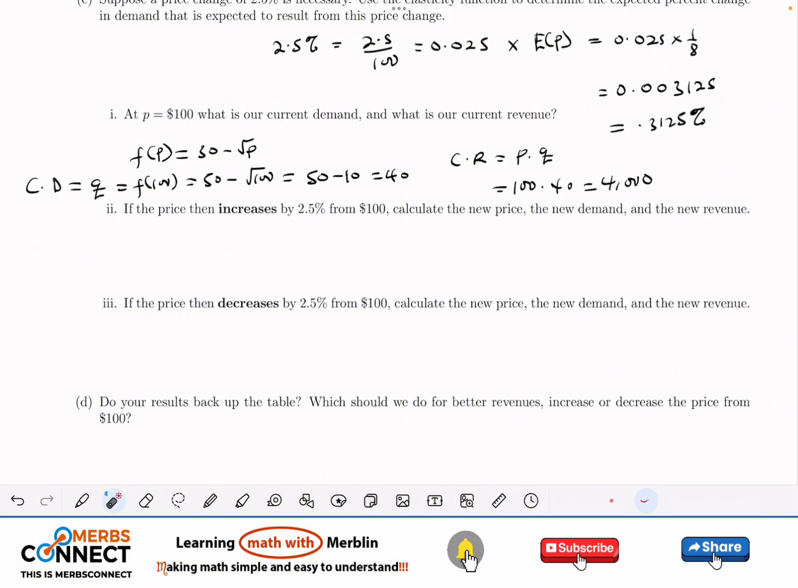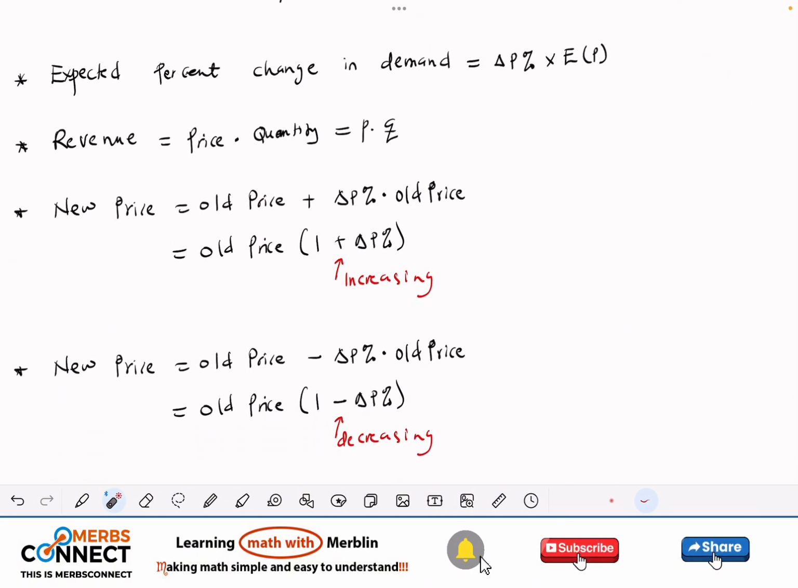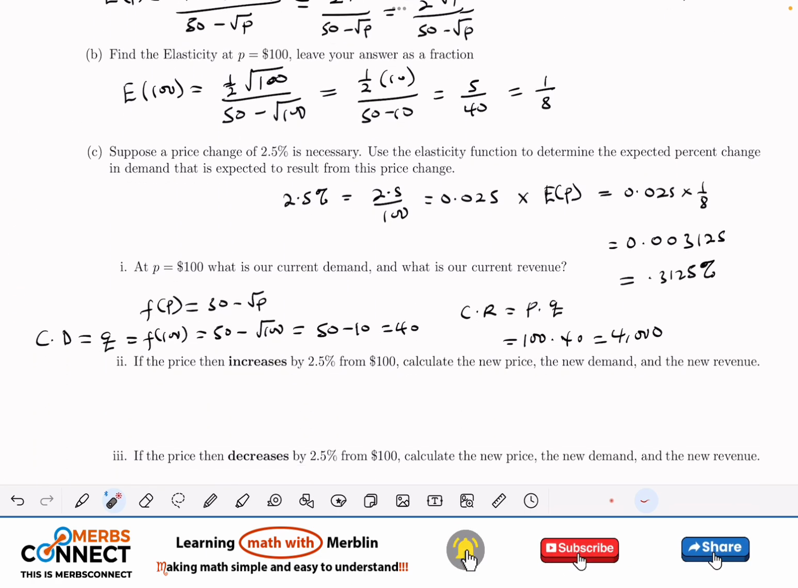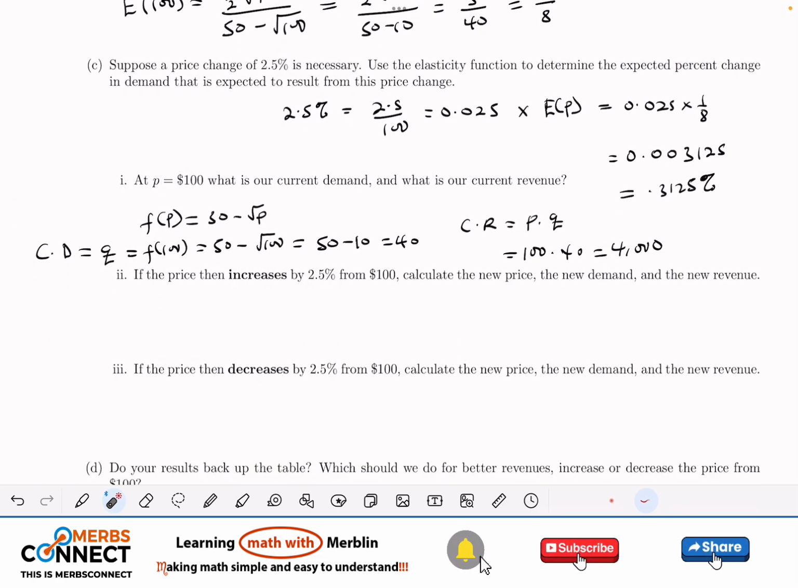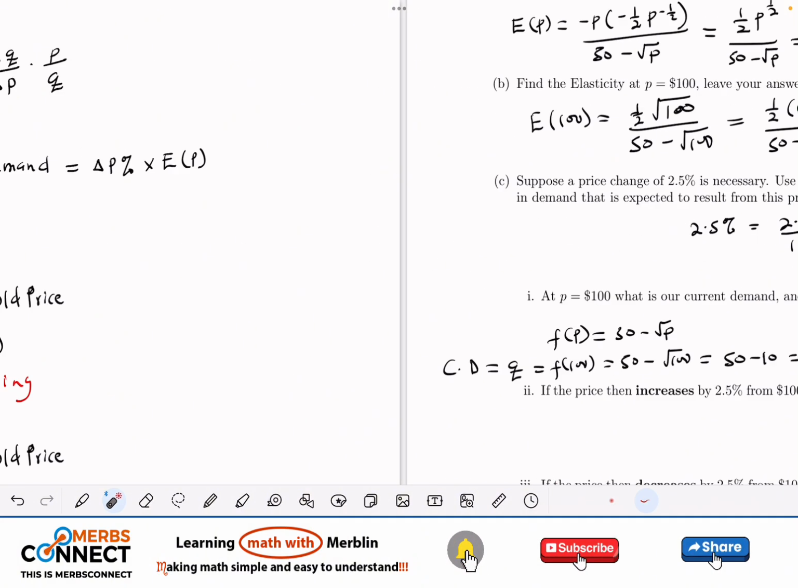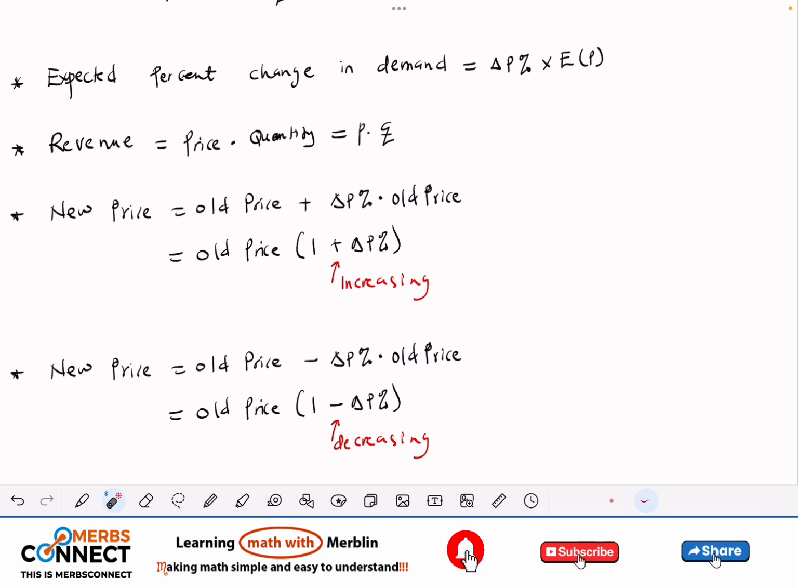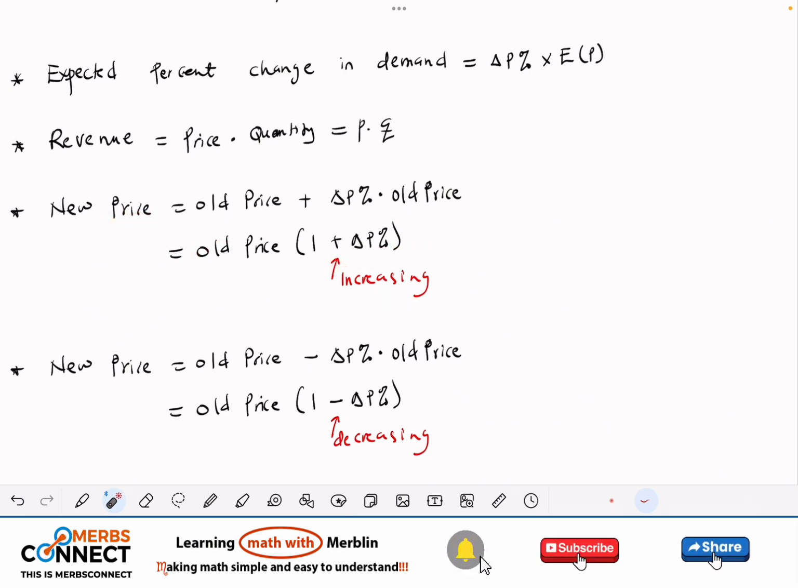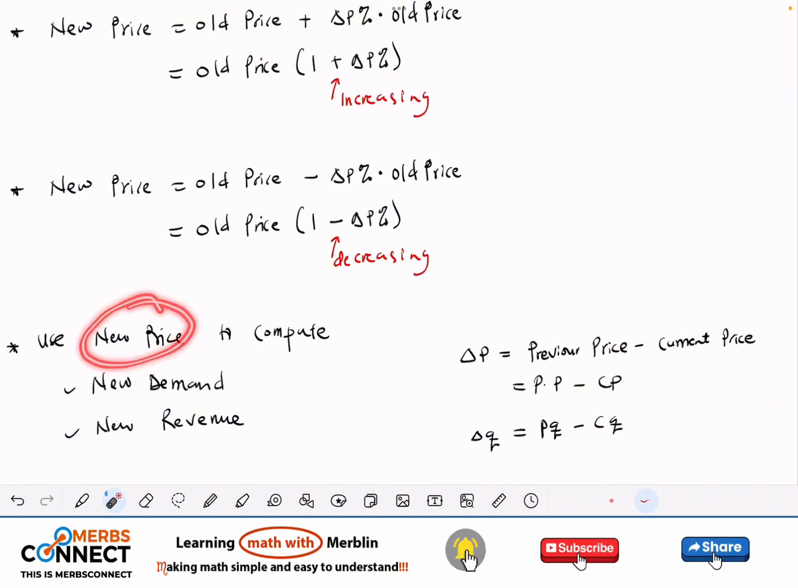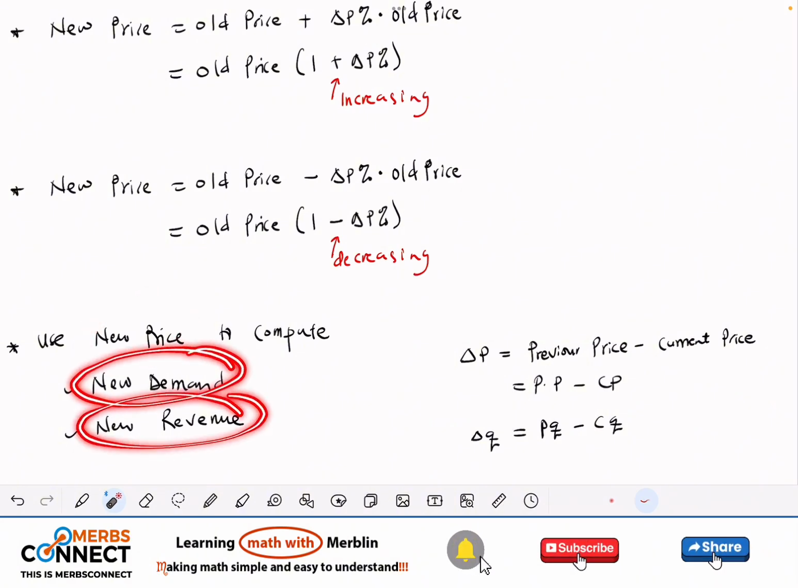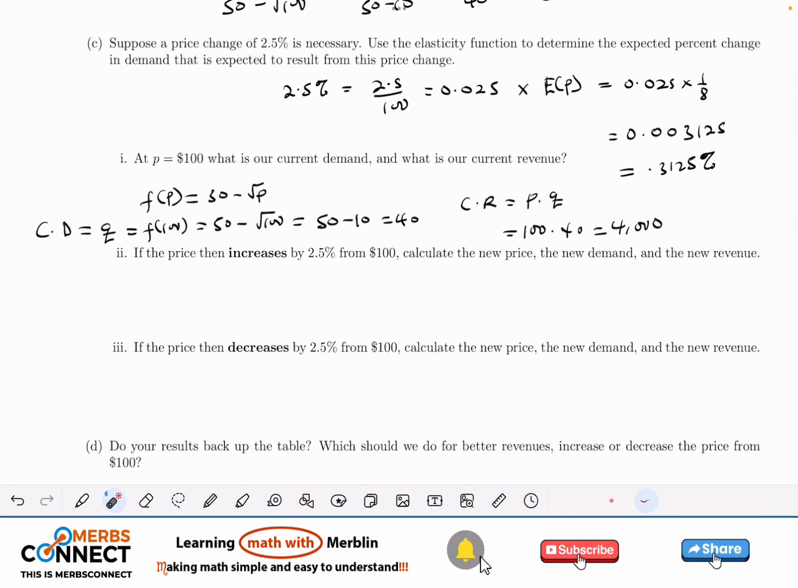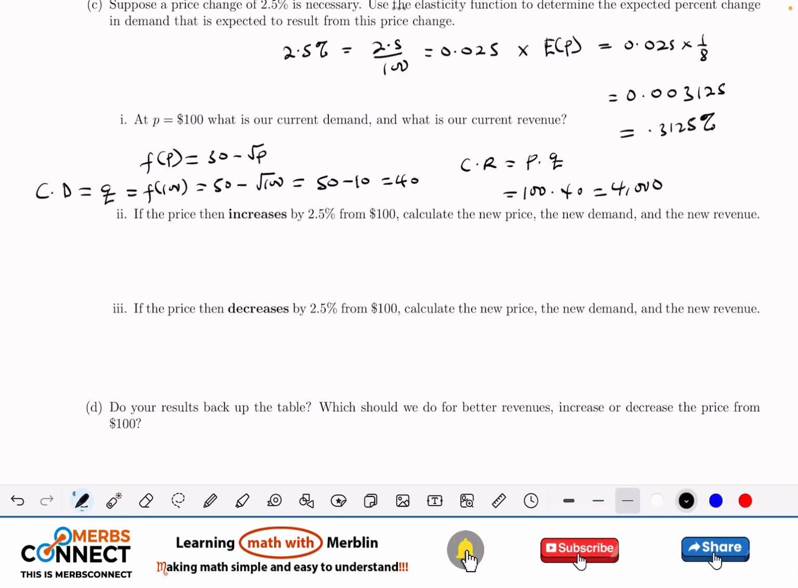Now, if price then increases, so we are looking at an increase here, then the question is, calculate the new price, the new demand, and the new revenue. So from the tips, we said new price, this is increasing, so we can use this formula to calculate the new price. We are going to use the new price to calculate the new demand and the new revenue. So let's see that. What will be the new price?